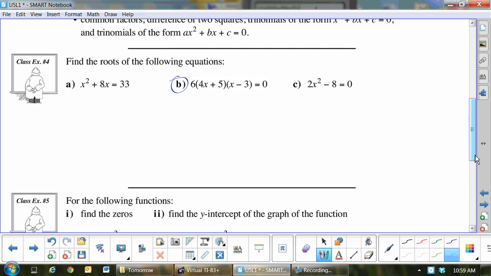Okay, so 3. No, just 3. If you put a 3 in there, it's going to make that all equal 0, won't it? That's all that matters. Negative 5 over 4. And everybody knows how to do that now, right? Hopefully, you know how to do that. When you go 4x plus 5, when does that equal 0? Minus 5, and then divide by 4, right? Negative 5/4.